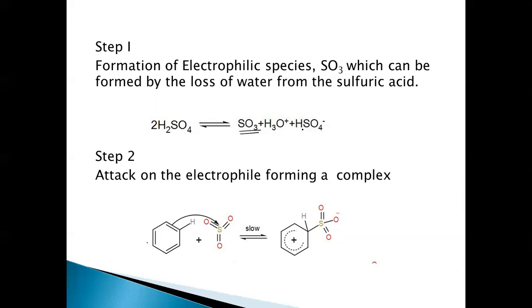Again, the second step is the attack of the pi electrons of this benzene ring on the sulfur trioxide, resulting in the formation of a sigma complex again. So this is a sigma complex which is being formed, and we can see the resonance stabilization of the carbocation here. This is the second step. This is a slow step of the reaction, the rate determining step, where the rate of the reaction depends upon this second step.